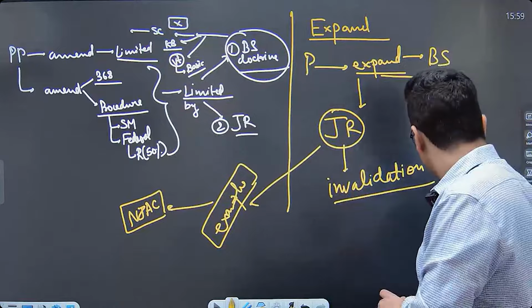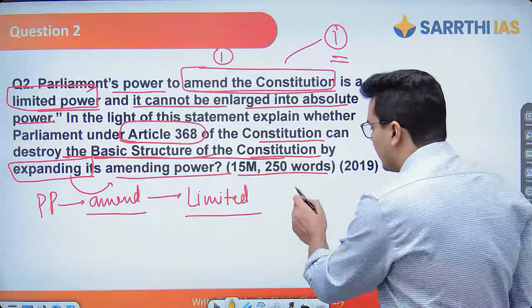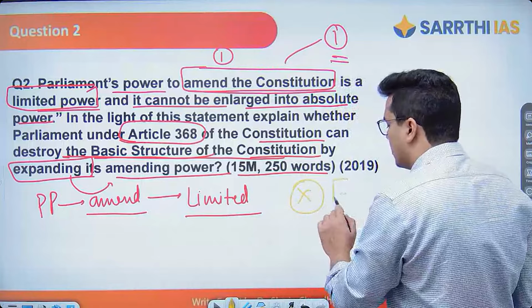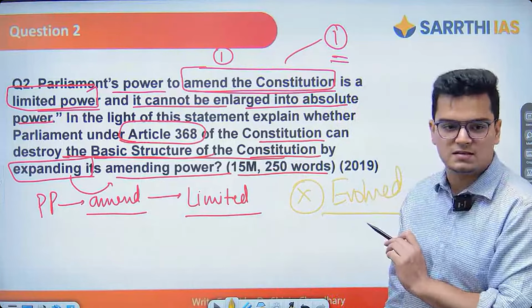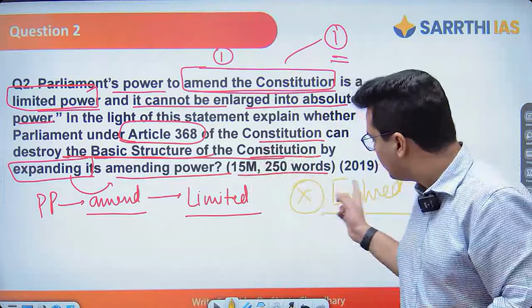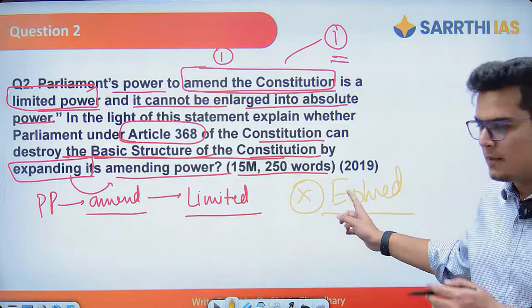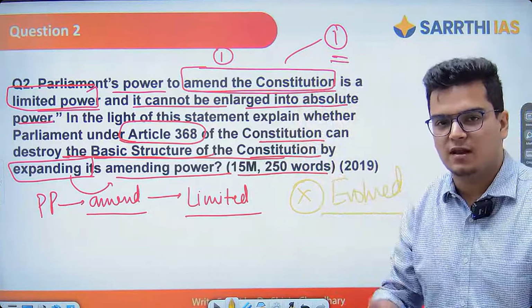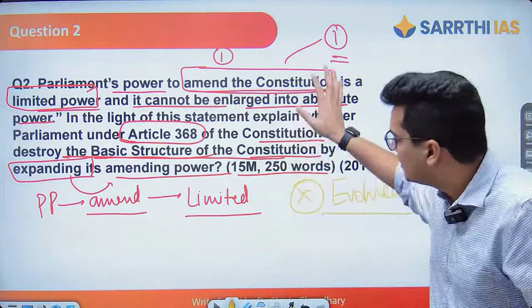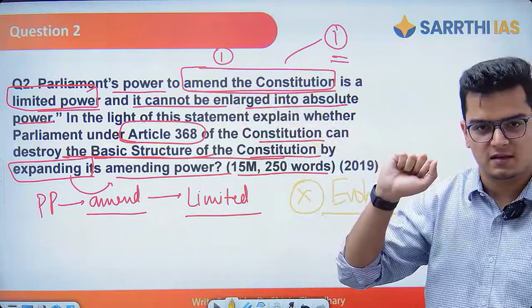This question is not about the evolution of the basic structure doctrine, that is, how the basic structure doctrine has evolved. This has not been asked here. I know this is something that we know. It's easy to write. We know all the cases. We have read the 24th, 25th, 29th constitutional amendments, etc. But this is not something that was asked here. Okay.